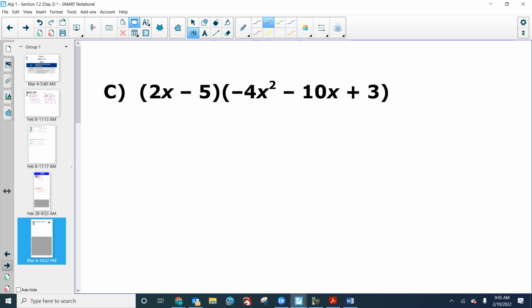2 times 3 is? Should get 6 terms. Why don't you guys try this?